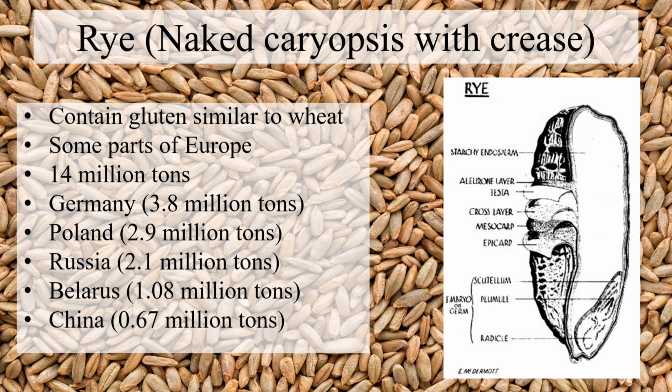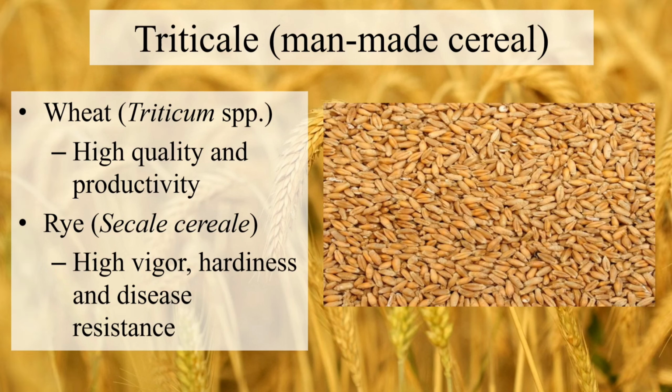It contains gluten similar to wheat. Grown in some parts of Europe. Production is 14 million tons. Germany 3.8 million tons, Poland 2.9 million tons, Russia 2.1 million tons, Belarus 1.8 million tons, China 0.67 million tons. Triticale, a man-made cereal.